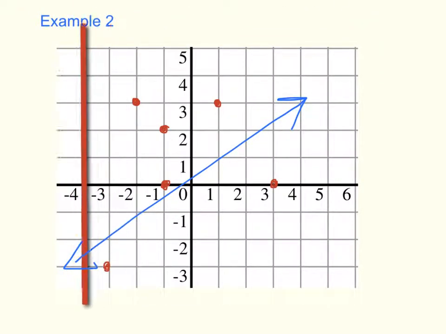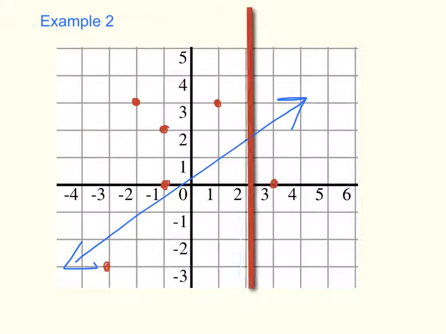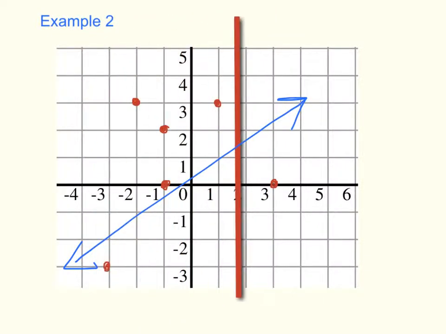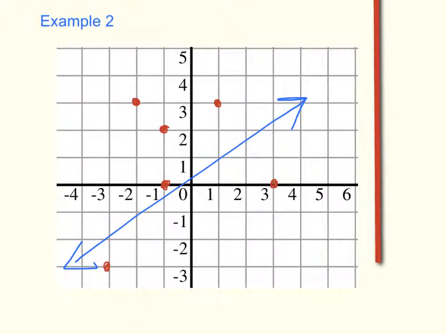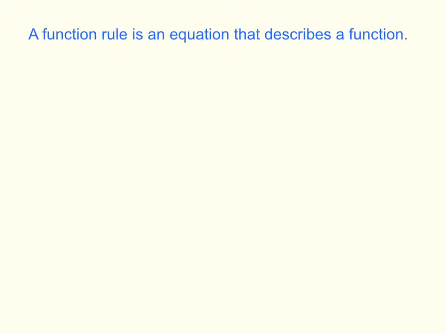Is this vertical line ever going to cross this graph more than once? No. So that's okay. This would be a function. But this is what's called the vertical line test. Now, a function rule is just an equation that describes a function.